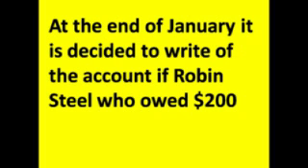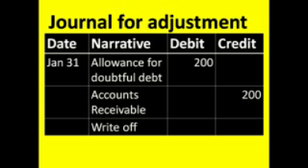Let's go back to our little case study. Robin Steele has already been classed as a doubtful debt, and it is now determined that the $200 owed will not be recovered. The amount has to be written off. An adjusting entry is required for the accounts. The journal here shows a debit to allowance for doubtful debts and a credit to accounts receivable.